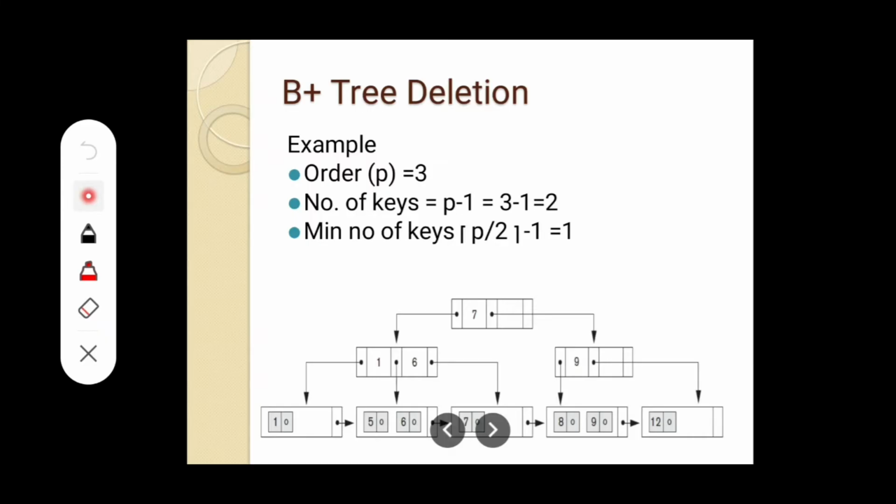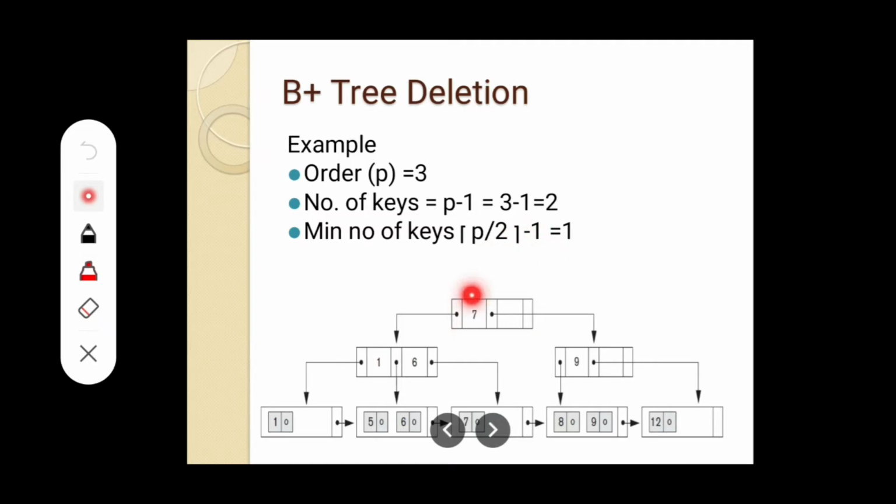How did we get the value? That is the ceiling function of p by 2, minus 1. That is the calculation. The minimum number of search keys is the ceiling function of the order by 2, minus 1. So here we take p is 3. So 3 by 2 is 1.5. The ceiling function of 1.5 is what? 2. So 2 minus 1 is 1.